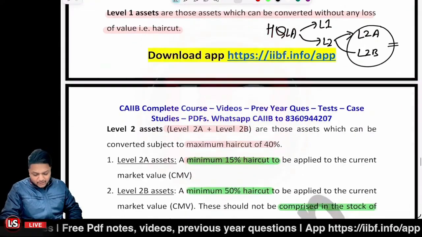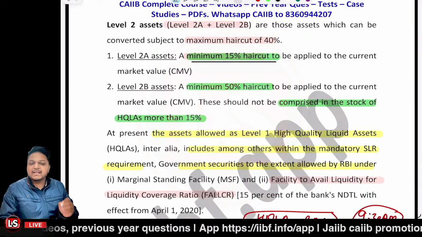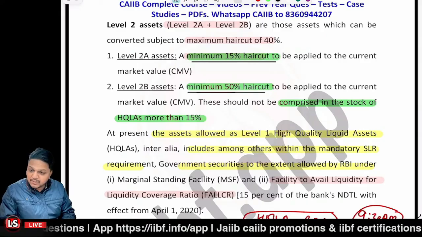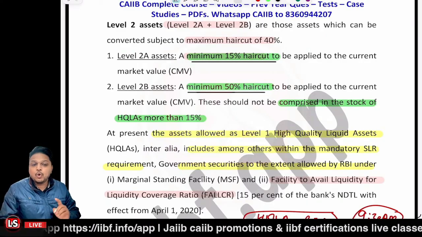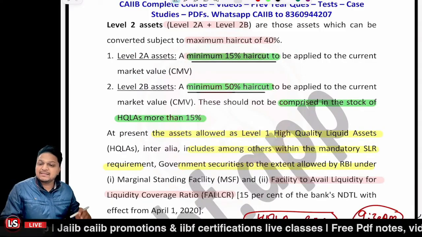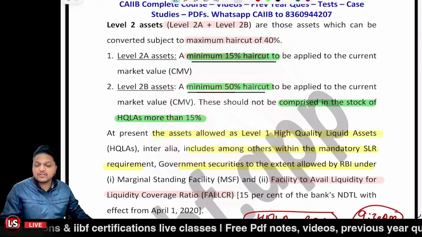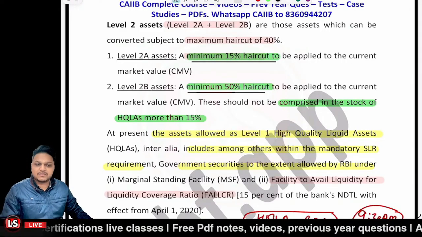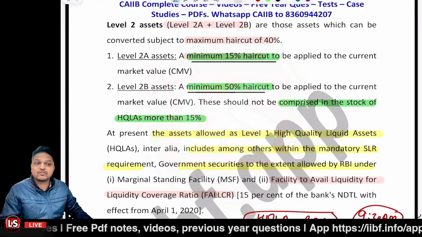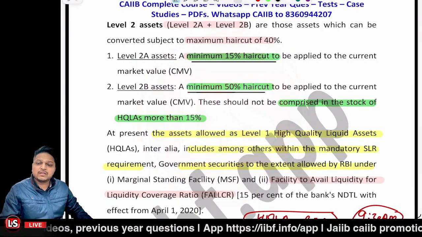And in case of Level 2A assets, we have a minimum 15% haircut, and in case of Level 2B assets, we have a minimum 50% haircut. And further, the total composition of Level 2B assets in the total pile of HQLAs cannot be more than 15%, right? So these are the restrictions, these are the constraints that we need to understand, that we should be knowing while solving the case study. Okay, now let us solve the case study.